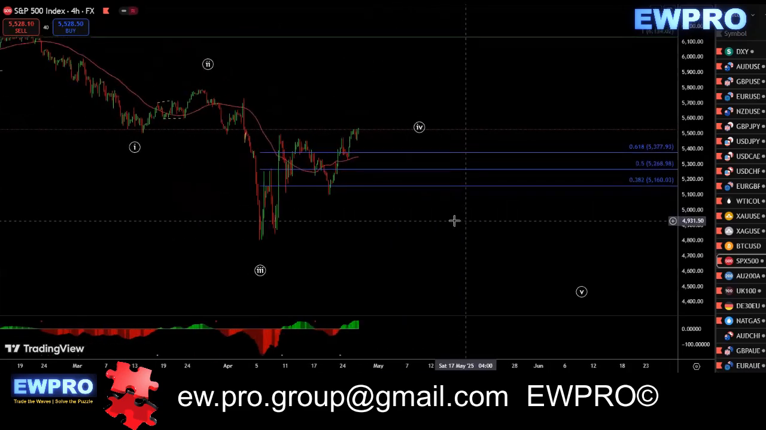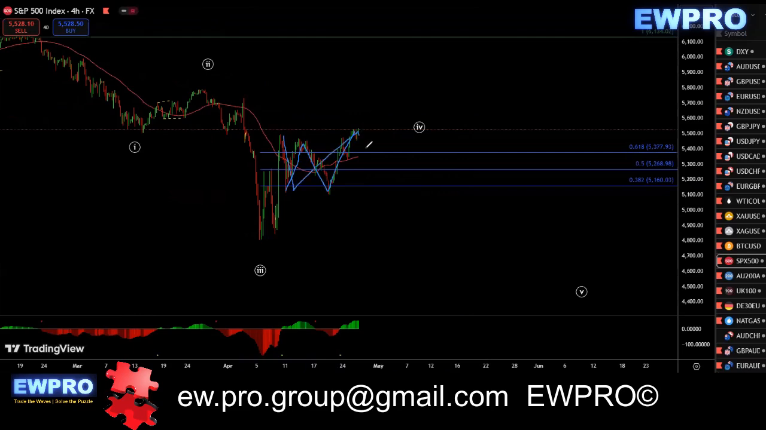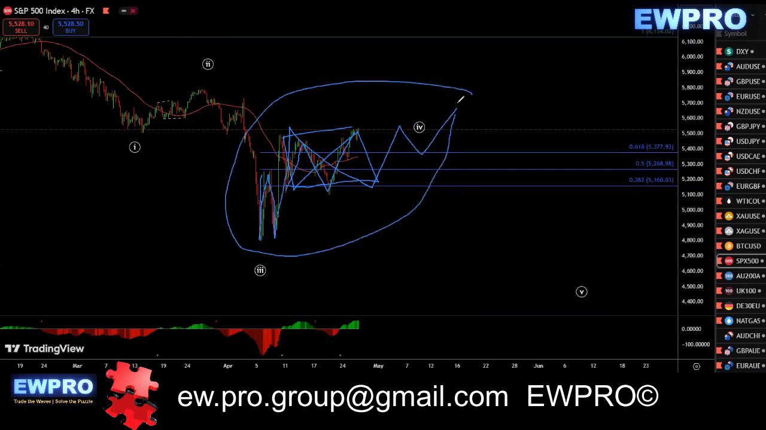Zoom in a bit. This can be quite complex in here, this correction, like an A, B, C, before you get an A, B, C in here, larger flat. Sort of got 3 up in here, so we get another 3, and then we could get another 3 as a complex correction, larger correction than this, and still get more downside before it does go.